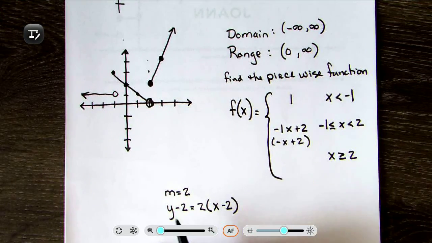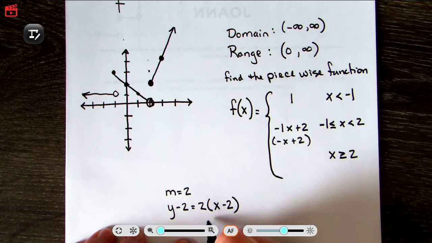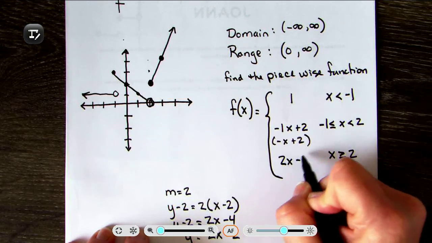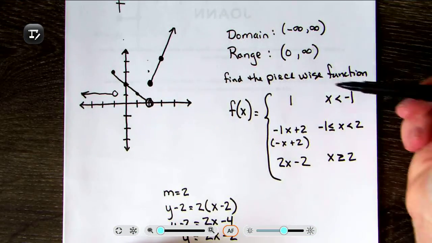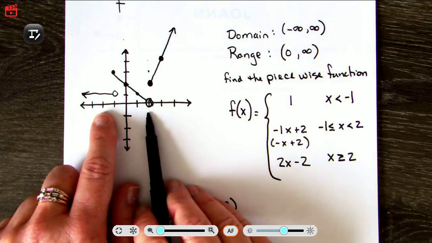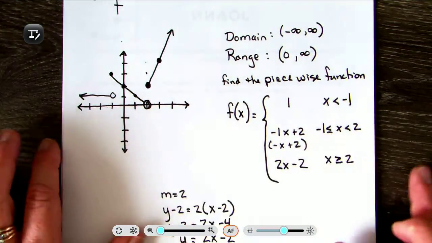And now I'm going to solve this for y. y minus 2 equals 2x minus 4. Add 2 to both sides: 2x minus 2. So that's what's going to go into this last piece. So here's a piecewise function that represents this graph. So we could go both directions.